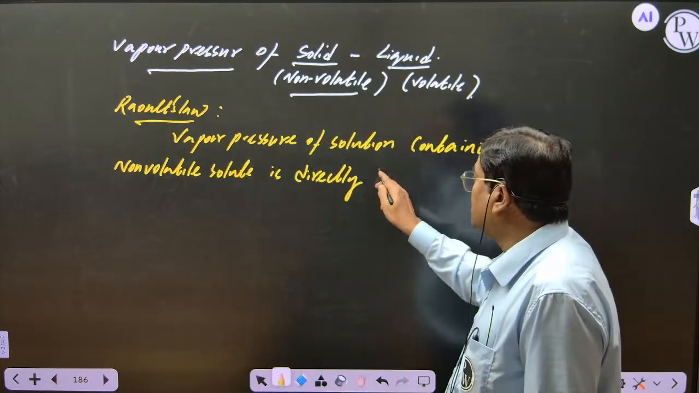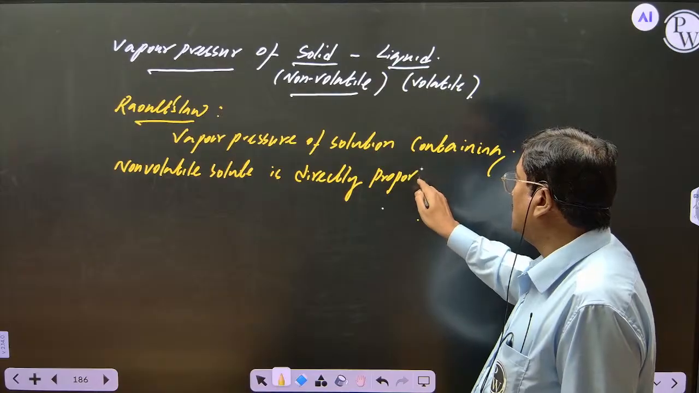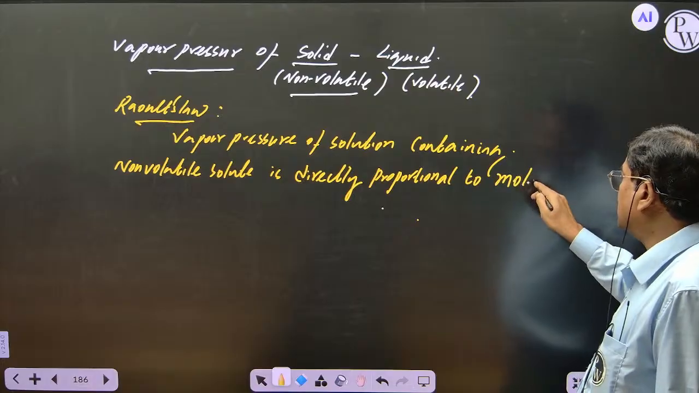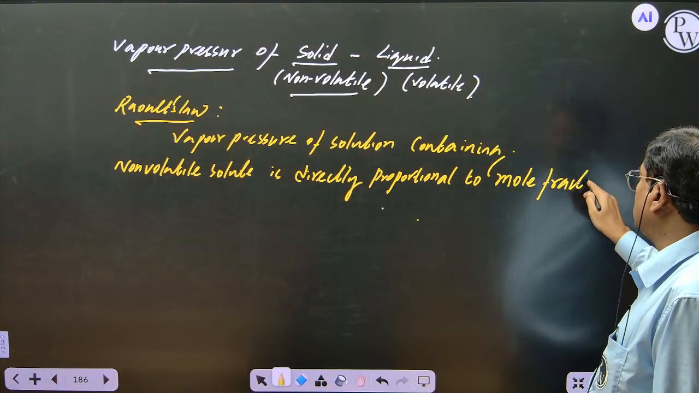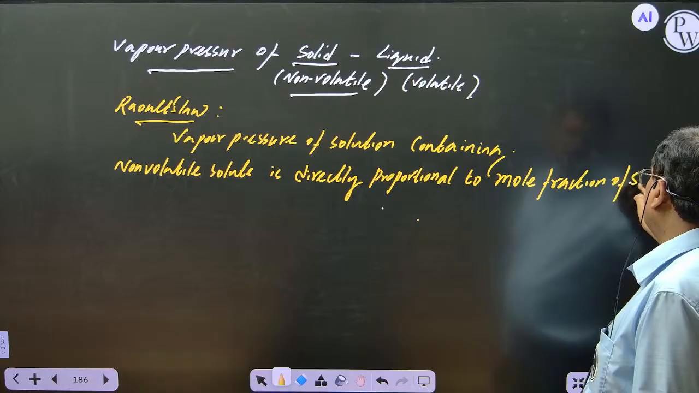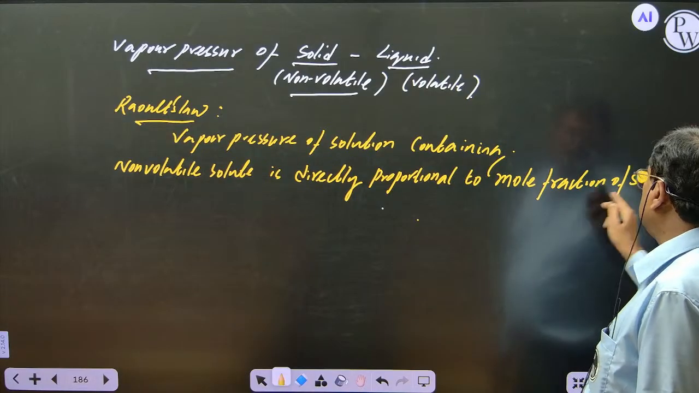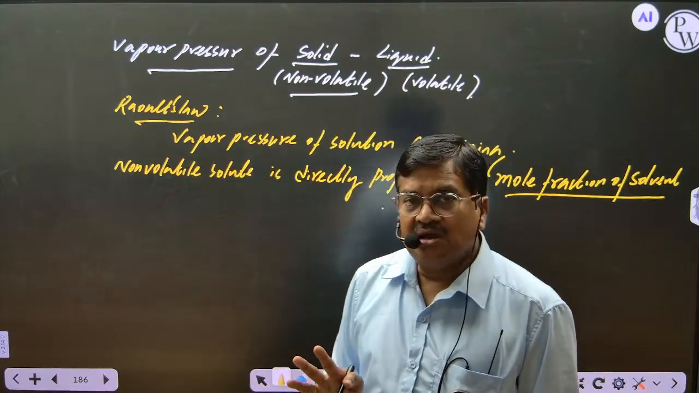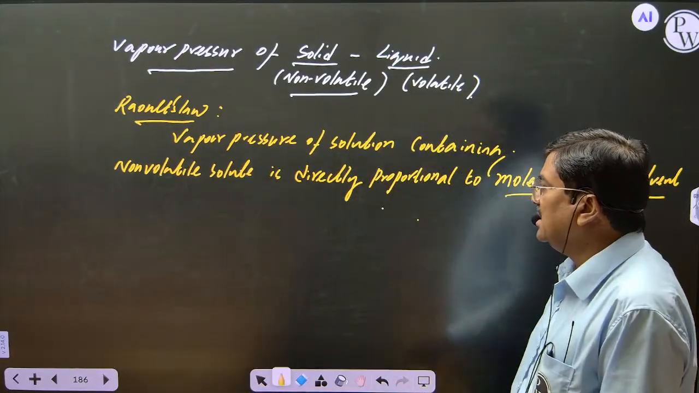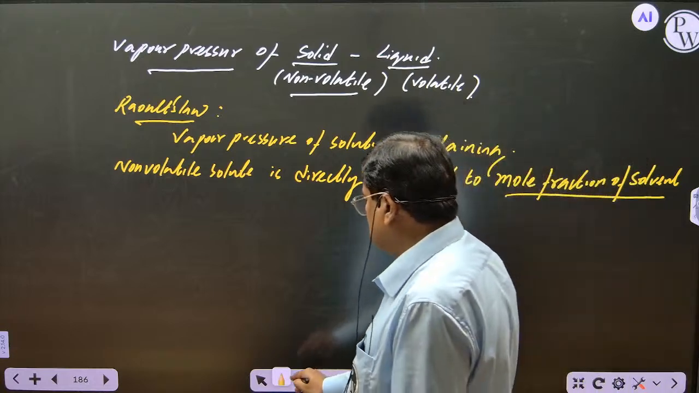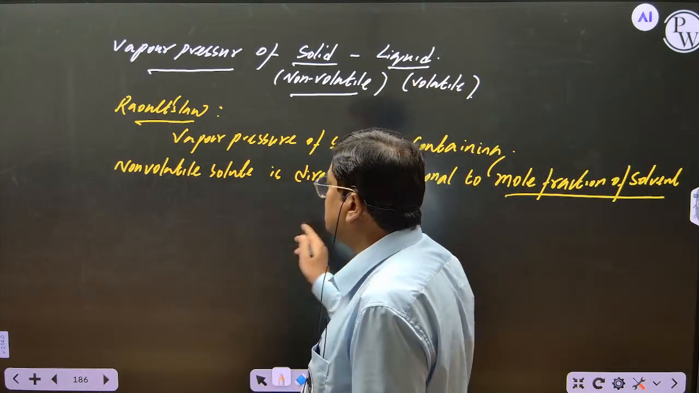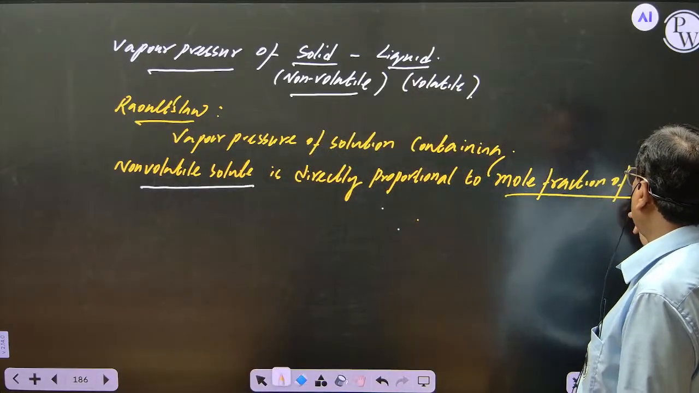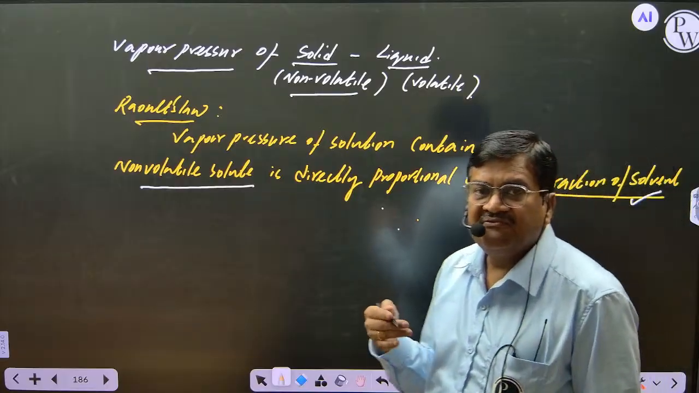It is directly proportional to mole fraction of what, students? Mole fraction of solvent, no? Why not solute? Because solute is non-volatile. This we discussed in the last class, recollect. Did we do this or not? The vapor pressure of a solution containing non-volatile solute is directly proportional to mole fraction of solvent, because only the solvent can vaporize.